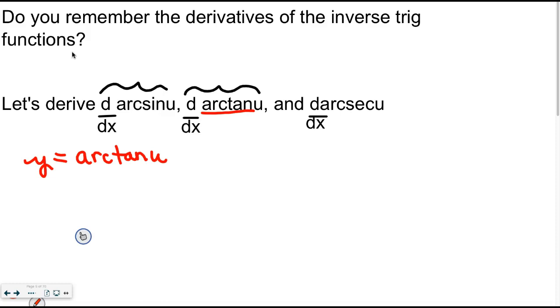So the first thing I do is I'm going to get rid of the inverse trig part of it and just go to trig. So to undo arctangent, you take the tangent of both sides. The tangent of tangent inverse undoes it. So the tangent of arctan u is just u. It's like squaring a square root.